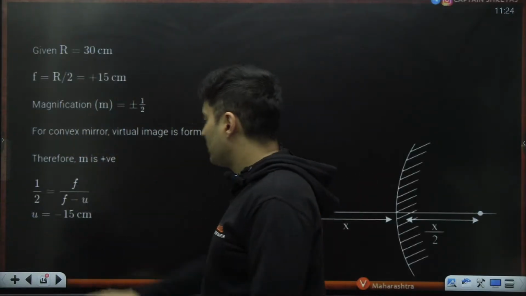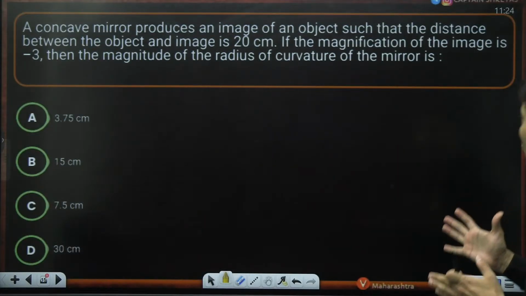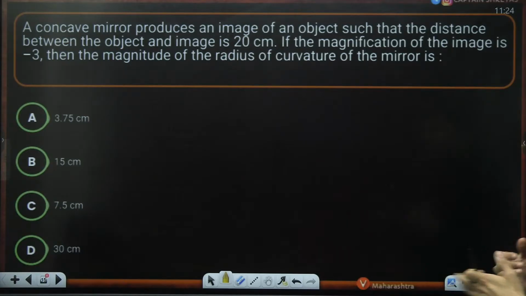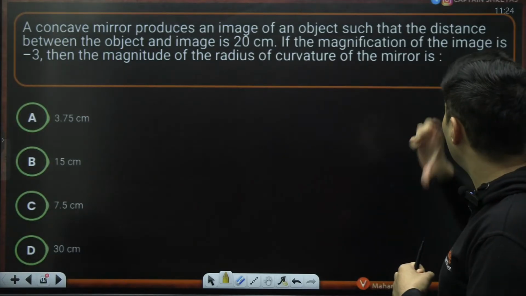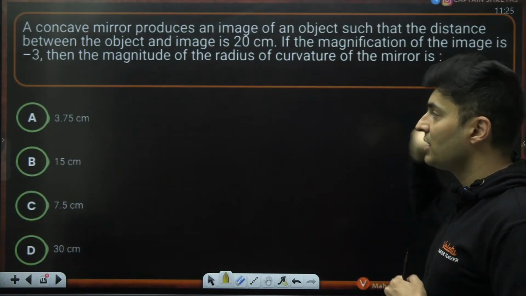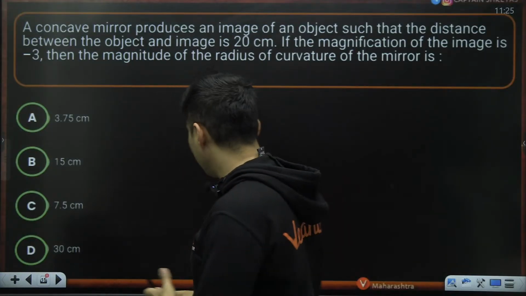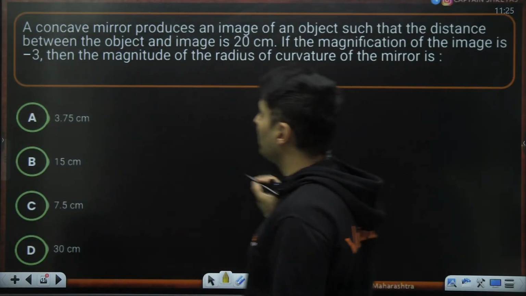Okay, next. A concave mirror is producing an image of an object such that the distance between the object and image is 20. The magnification of the image is -3. Find the magnitude of the radius of curvature. A similar model, you can see, was asked previously. So let's see how we solve this particular question.